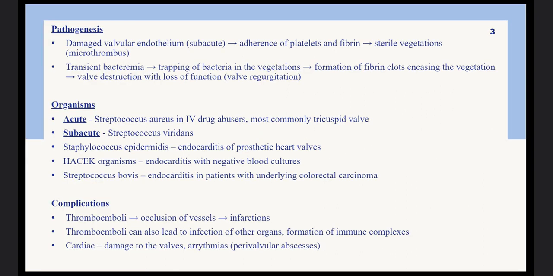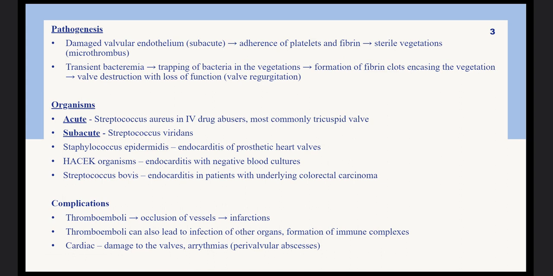In the case of subacute infective endocarditis, you have damaged valvular endothelium that causes the exposure of the subendothelial collagen. This results in the adherence of platelets and formation of the fibrin and can lead to the formation of sterile vegetations. If there is some transient bacteremia, the bacteria can get trapped in these vegetations, leading to the formation of fibrin clots encasing this vegetation, and eventually you get valve destruction with loss of function, for example, regurgitation.